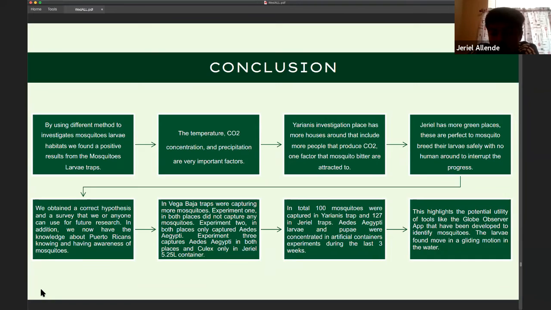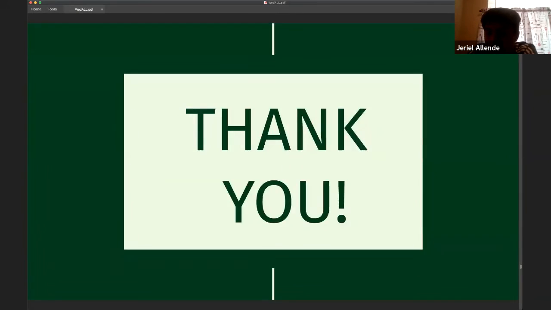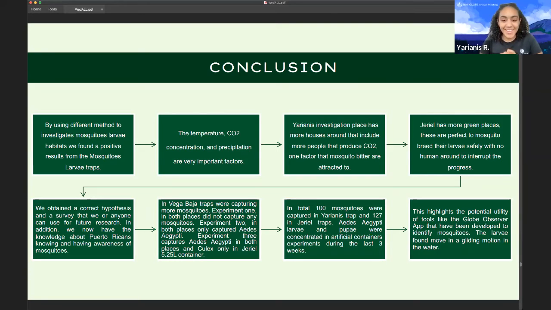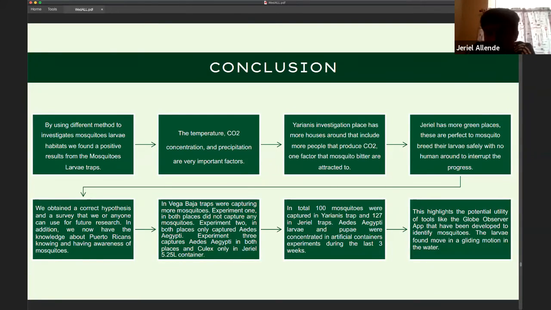In total, 100 mosquitoes were captured by Yarianis and 127 by Yariel. Aedes aegypti larvae and pupae were concentrated in artificial container experiments during the last 3 weeks. The highlights are the potential utility of tools like the GLOBE Observer app that have been developed to identify the mosquitoes. The larvae are found more in a gliding motion in the water.